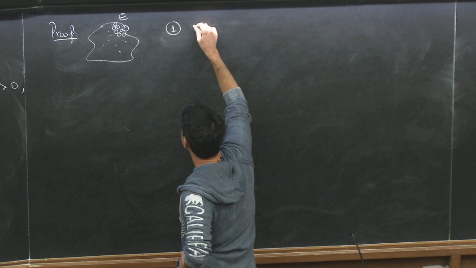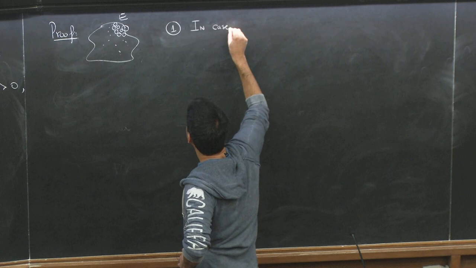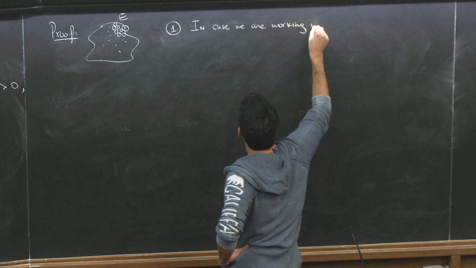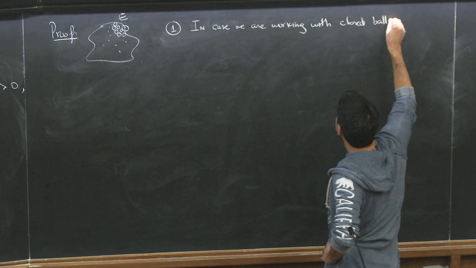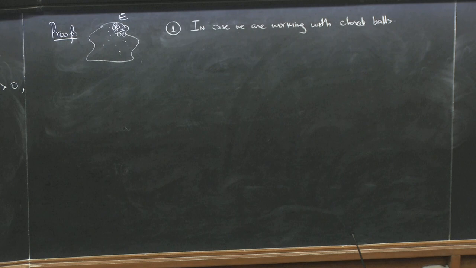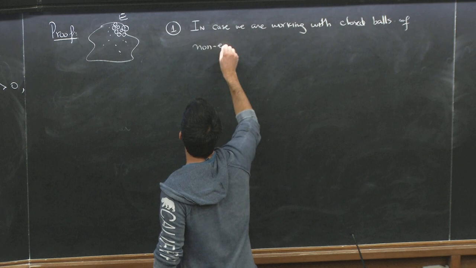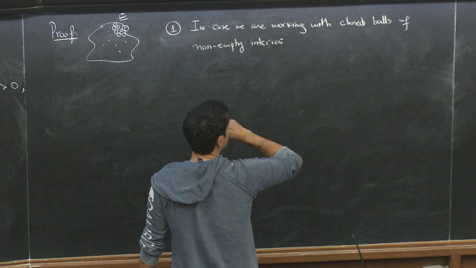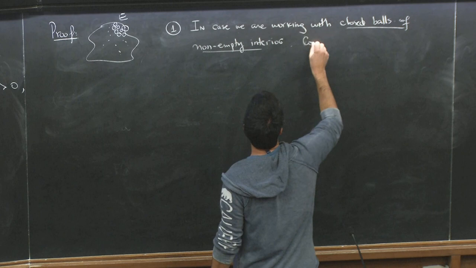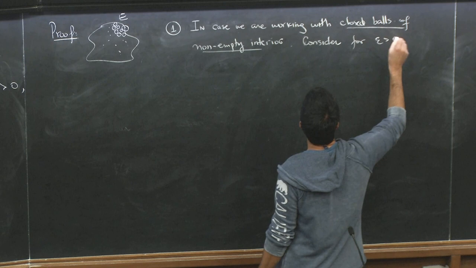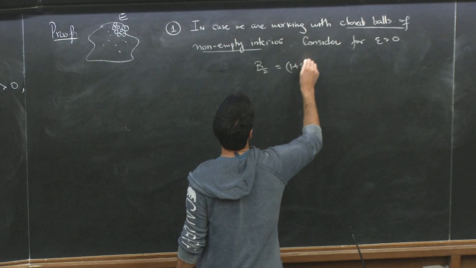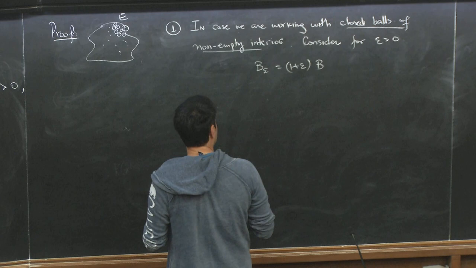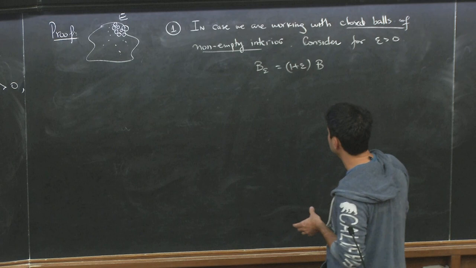In case we are working with closed balls. I told you that this Vitali covering that I start with, I could even take open balls or closed balls with non-empty interior. But in case we are working with closed balls of non-empty interior, in case there are any of these, what you do is, let's just call a ball B, for an epsilon very small, bigger than zero, you consider the ball B epsilon to be 1 plus epsilon times B. Take a little bit of a dilation of the balls in the collection, but you consider this thing to be open.